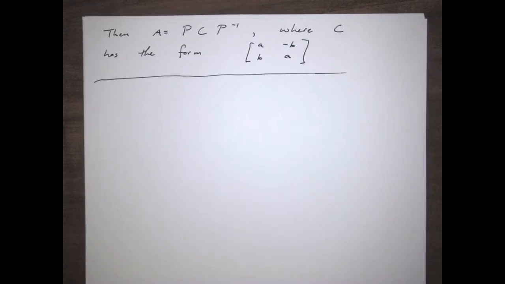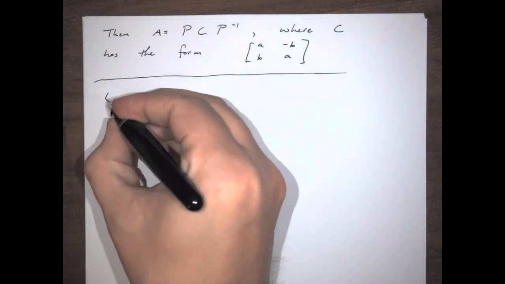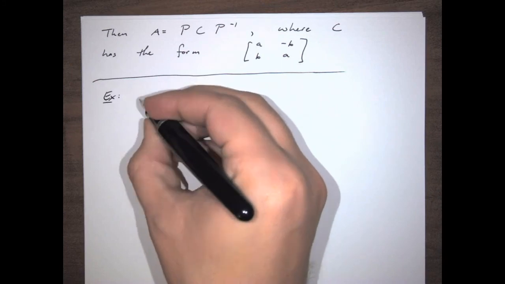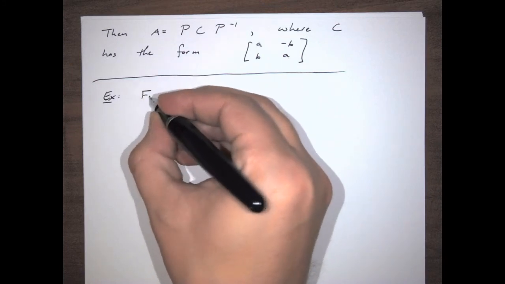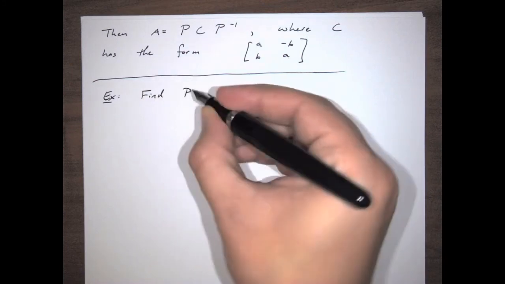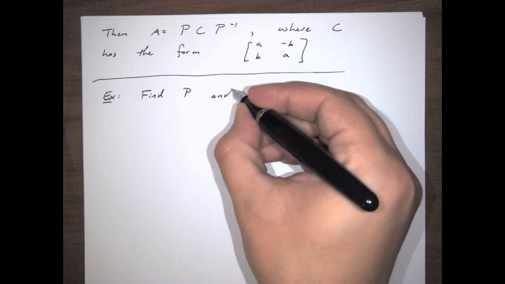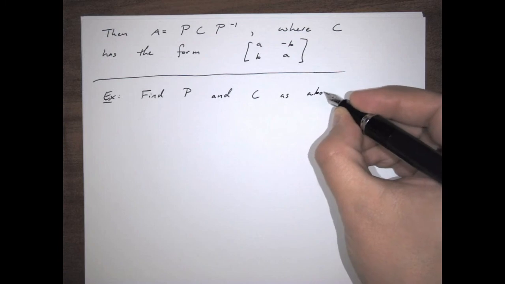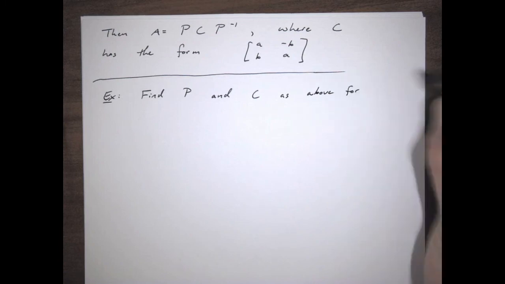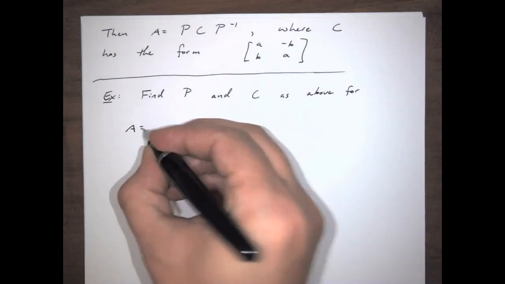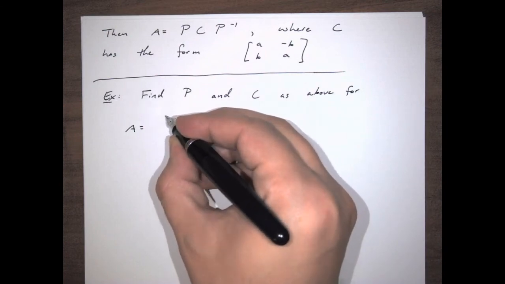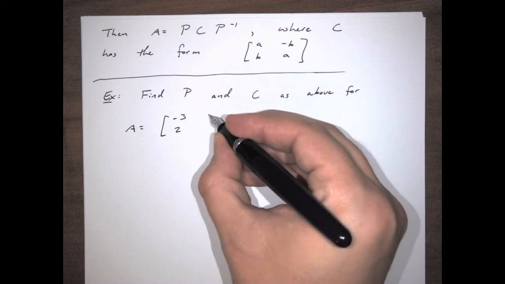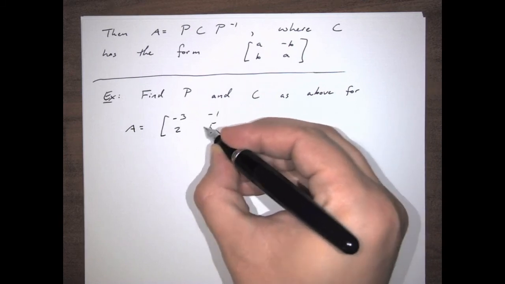All right, now let's try an example, and here we're just going to be trying to find the P and the C, P and C as above, for the matrix A, which will equal -3, 2, -1, -5. Sorry, -5.